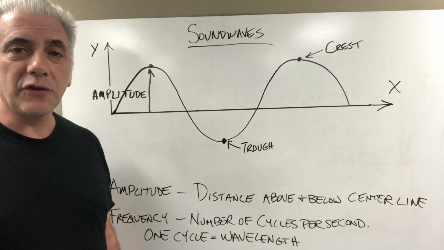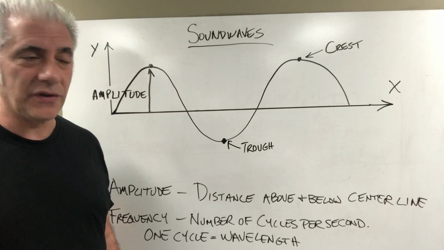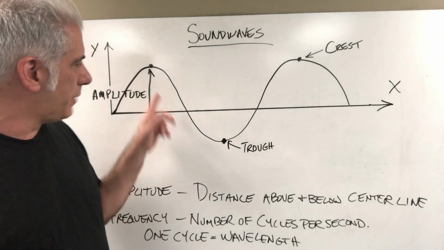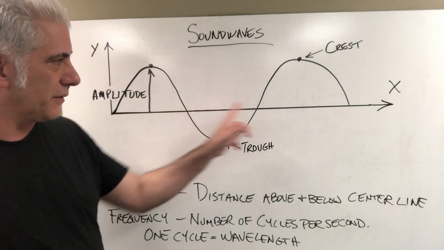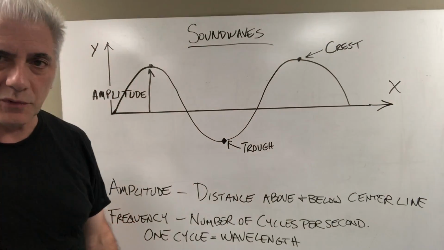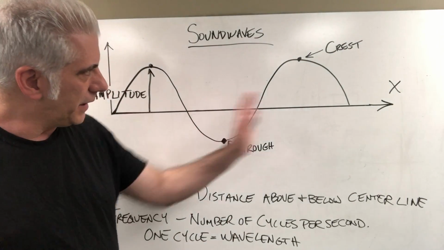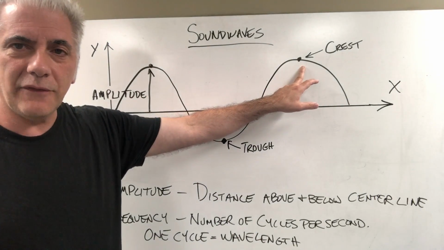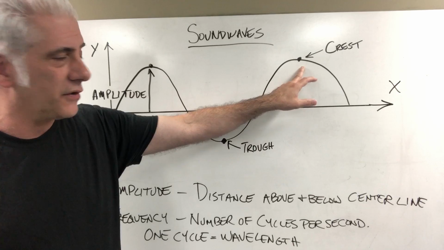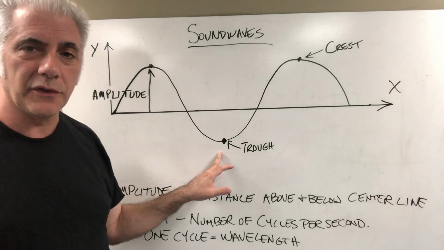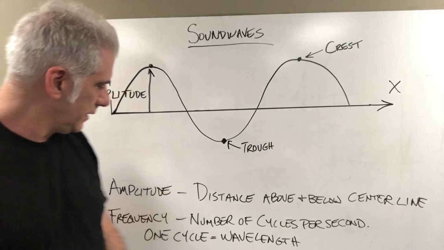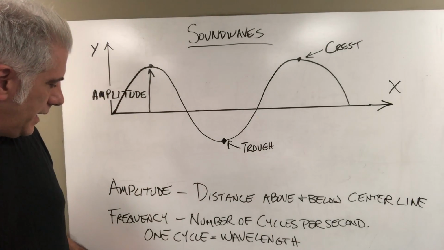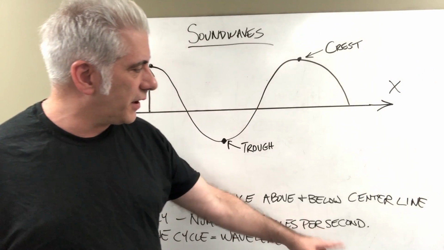To begin, we need to actually look at the components of a sound wave. So I drew out a sine wave here. Amplitude is how far above or below the center line it is. That's the x-axis, which is time, the amount of time here. The peak of the sound wave above the x-axis is called the crest, and the lowest point is called the trough, okay? Makes sense. So the amplitude is the distance above or below the center line, and the frequency is the number of cycles per second.